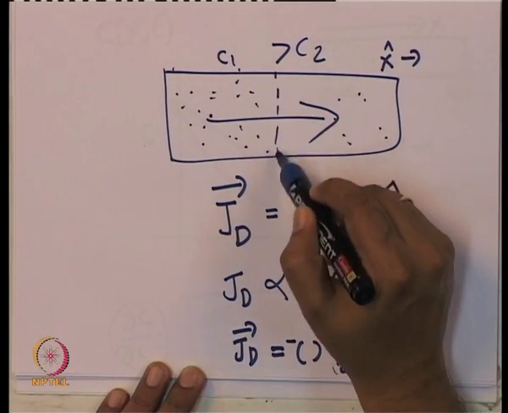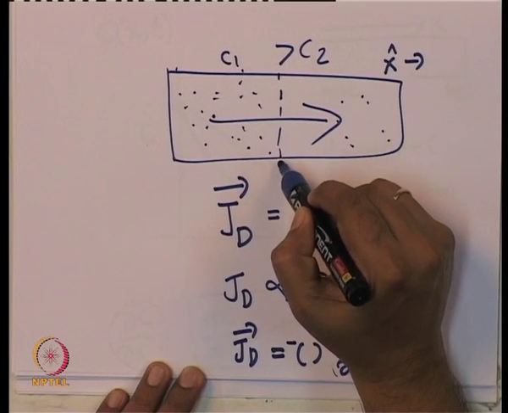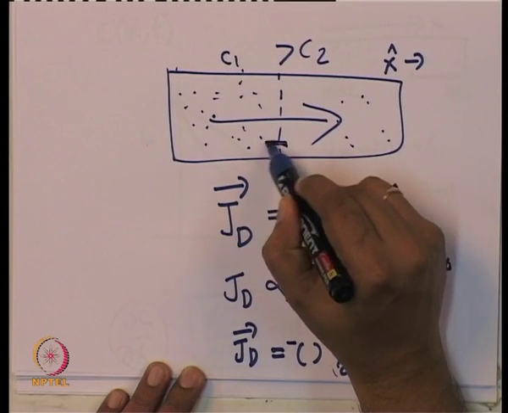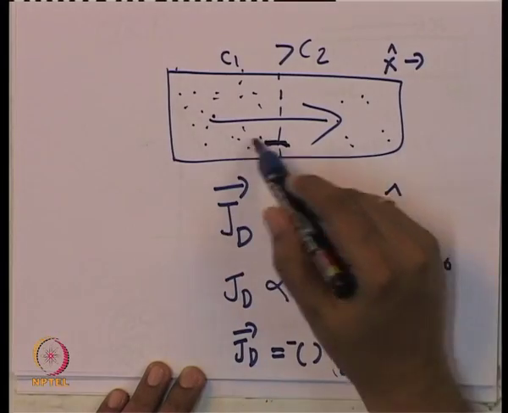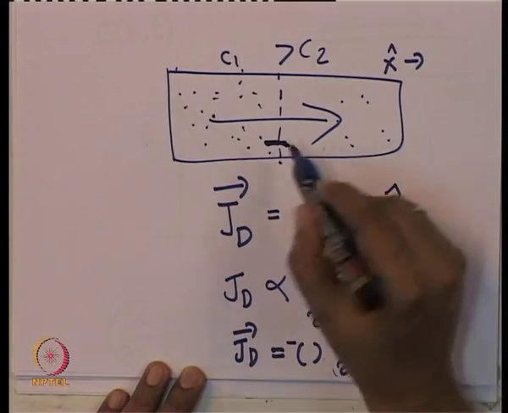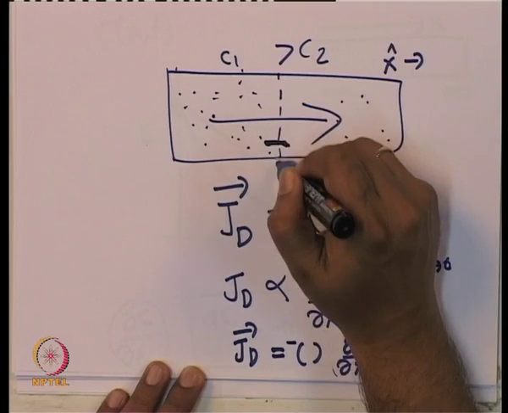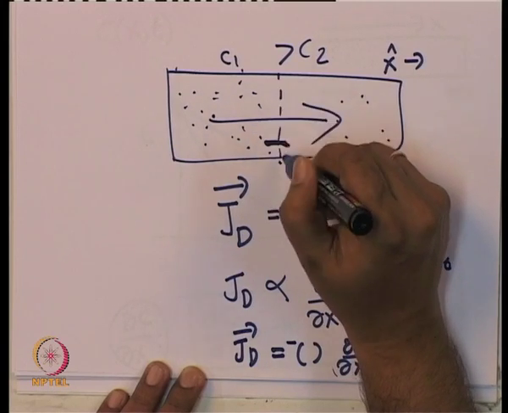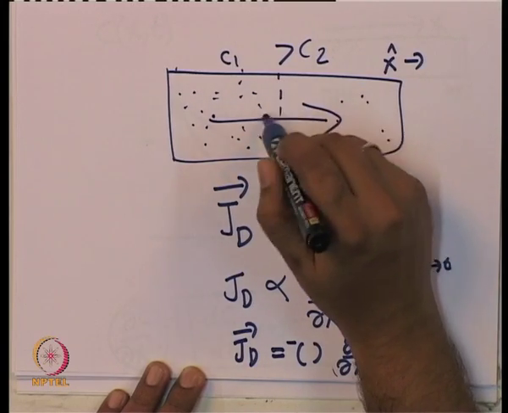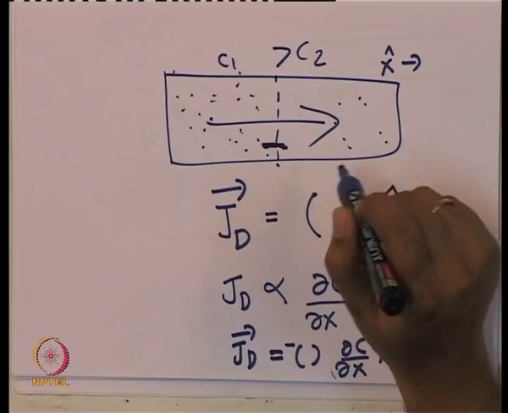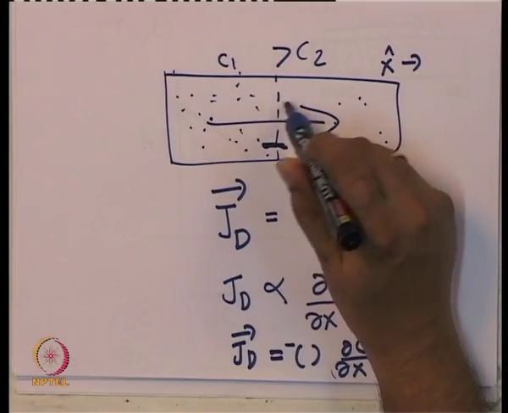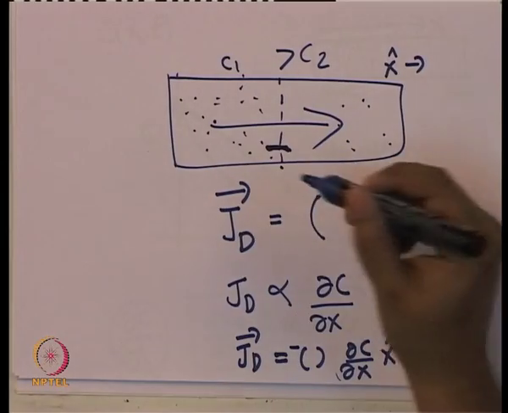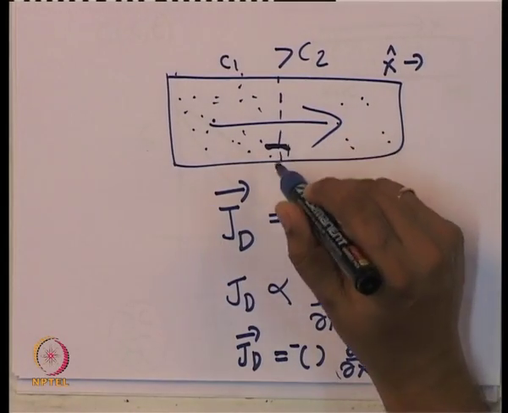So, if you look at this interface, this is the concentration difference between here and here. The more the concentration difference, the more the flow is. We are interested in calculating the flow at this interface. At this particular interface, how much is the flow? That is our interest, whether it is flowing this way or this way, and how much is the flow.